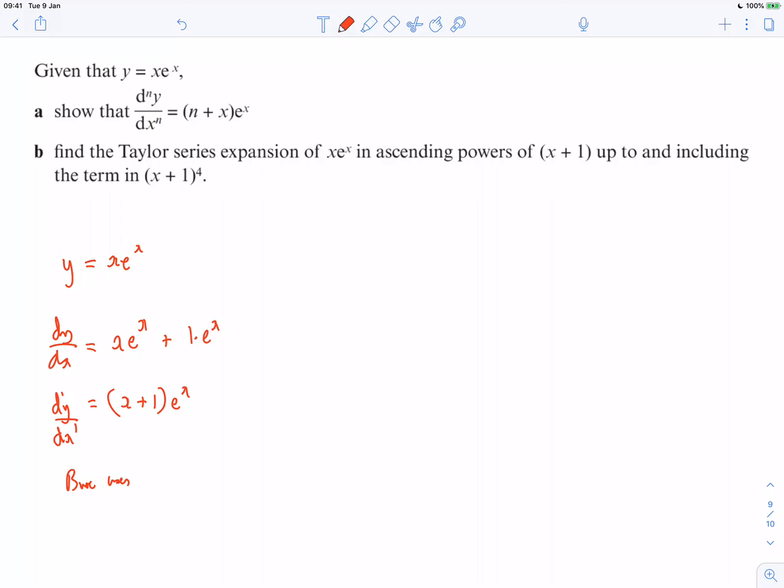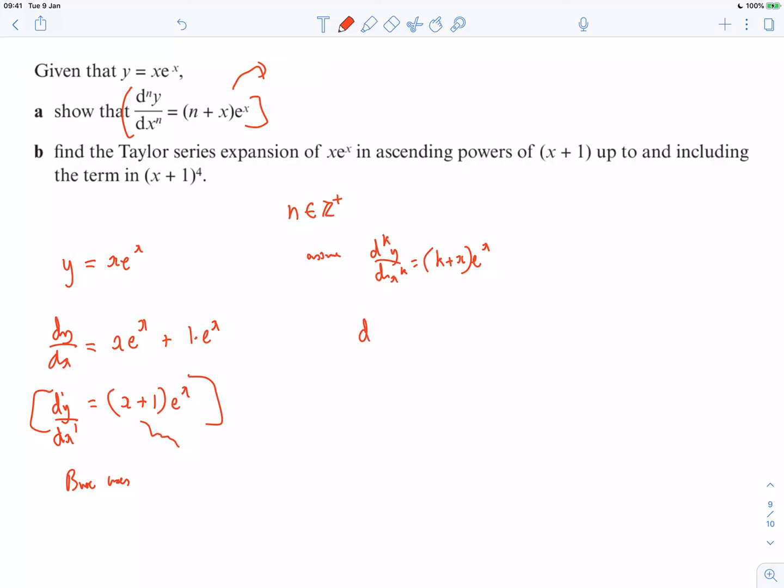Now, with proof by induction, what we do is we assume the rule's true, and we prove it for some next case. If we can show that a domino effect is happening, and we can show that an initial case is true, then we just apply that domino effect on from the first case, and it goes on forever. So for n belonging to the set of positive integers, which is what we're dealing with in differentiation, let's assume that d^n y over dx^n equals n plus x, e to the x is true, and let's change a variable just to show that it doesn't matter where we start.